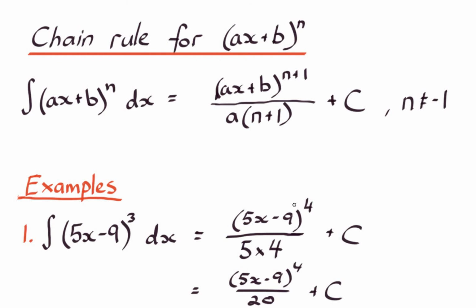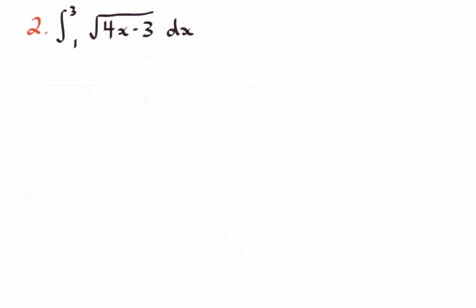So differentiating this does take us back to the original question. And that's good, right? Because differentiation and integration are opposite processes. So (5x − 9)^4 all over 20 plus our constant of integration, that is our answer for example 1. Now on to example 2, which is a definite integral.